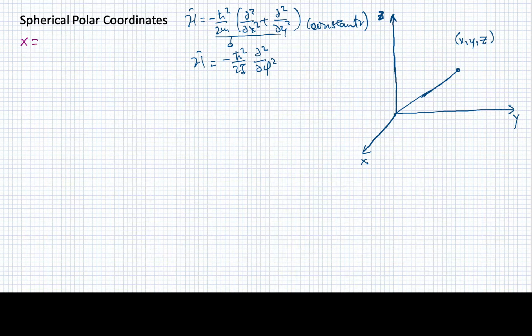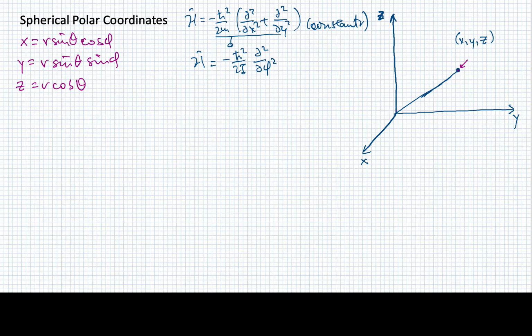The x-coordinate is equal to the distance of the point from the origin. So here is the point over here, and the distance from the origin is r times sine of theta cosine of phi, and y would be r sine of theta sine of phi, and z would be r cosine theta. So how are these angles defined?